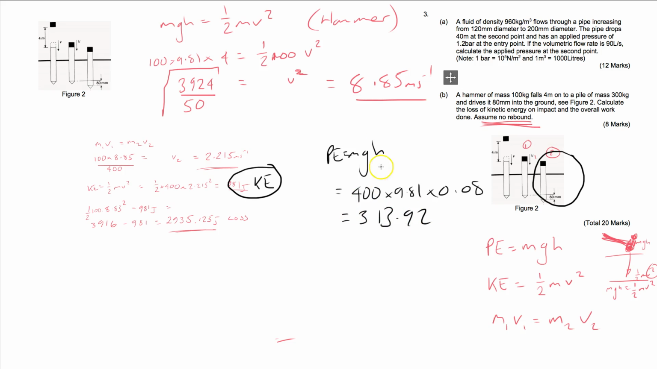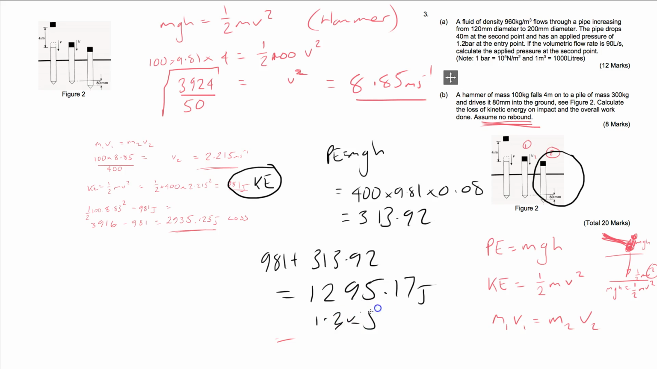313.92. So the total energy in that system, the work done, as it were, would be 981 plus 313.92, which is going to equal 1295.17 joules, or 1.2, near enough 1.3 kilojoules.